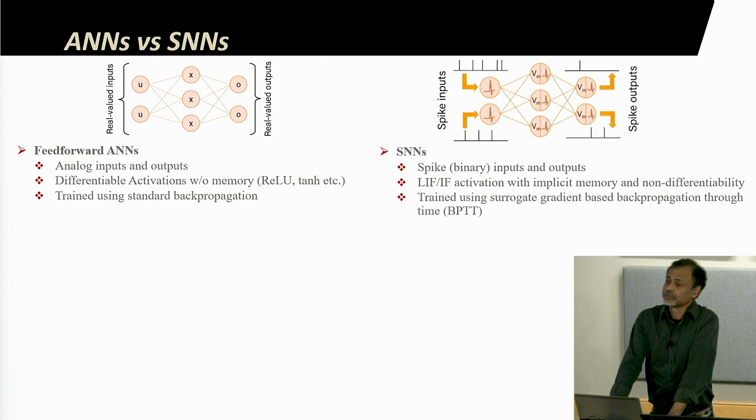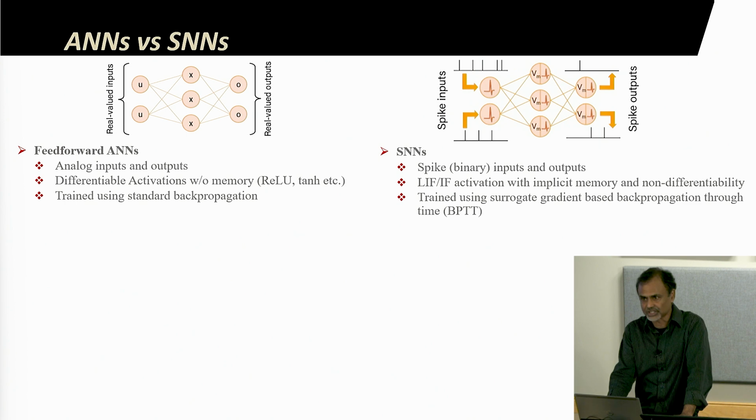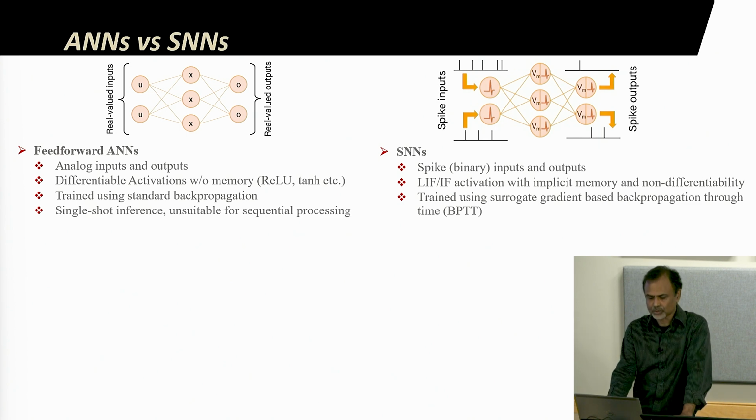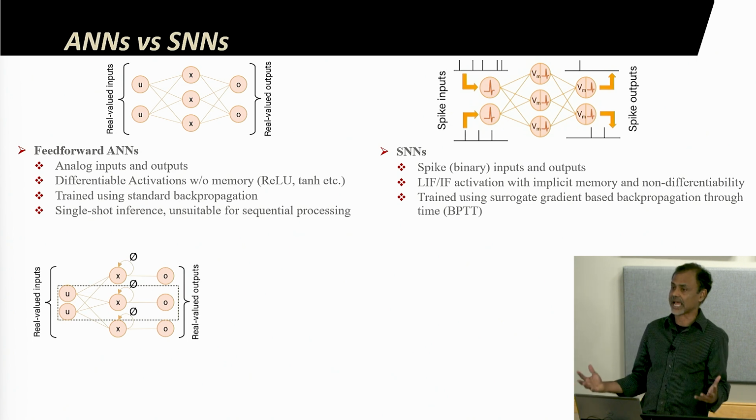And the other problem is that, as I mentioned, we may not be able to differentiate the leaky integrate-and-fire kind of operation that I have as the activation function. So I might have to use some sort of an approximation or a surrogate gradient for that. ANN is suitable for single-shot inference, unsuitable for sequential processing. So people use it for sequential processing, but they cannot effectively capture some of the time sequence data. On the other side of it, of course, SNNs can do that because they have this membrane potential.